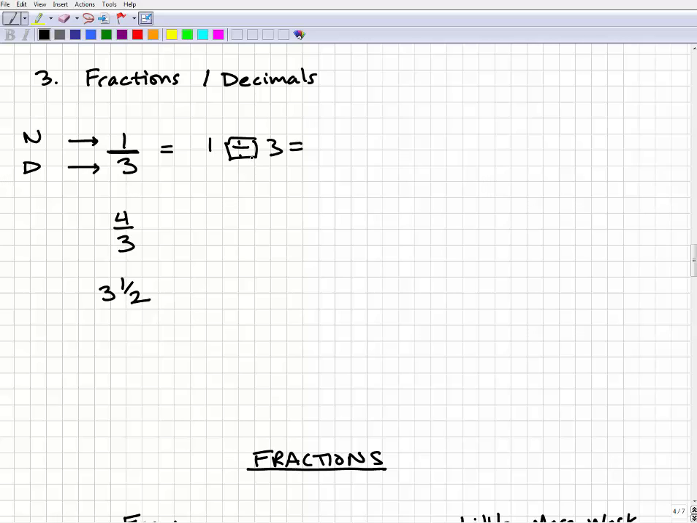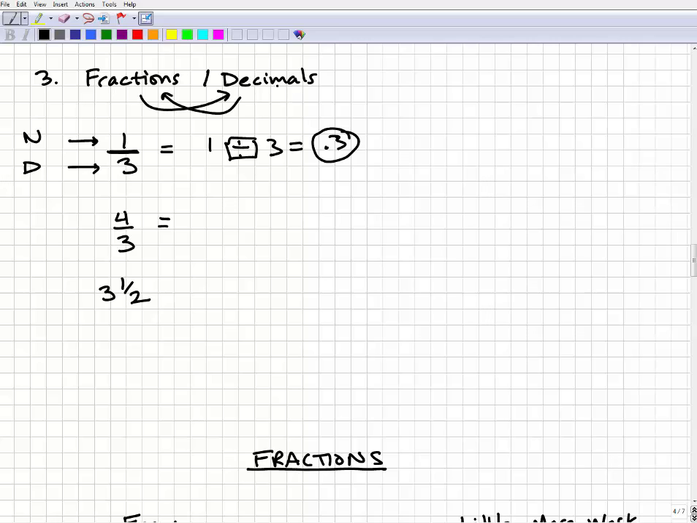So 1 divided by 3, if I go into my calculator, I'm going to get 0.3, actually a bunch of 0.3s. But the fraction 1/3 has a decimal equivalent of 0.3. That's the important thing you need to know. All fractions, like whole numbers and integers, have a decimal equivalent, so we can take a fraction and turn it into a decimal. Now, almost all decimals can go back to fractions.